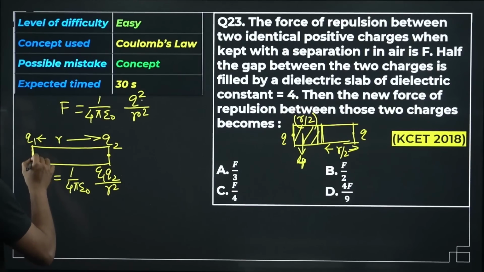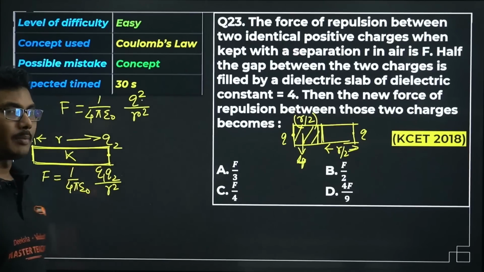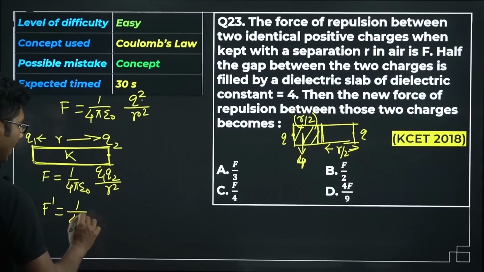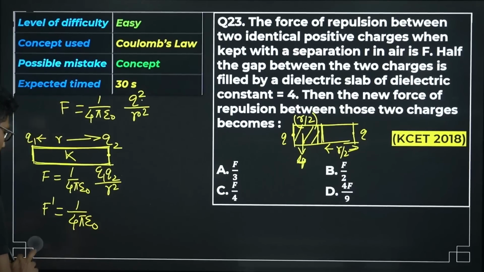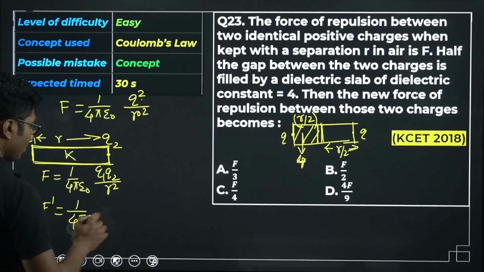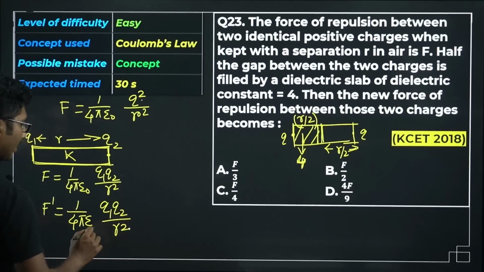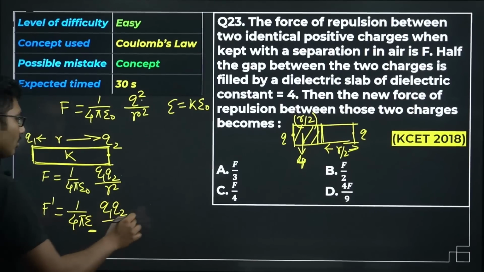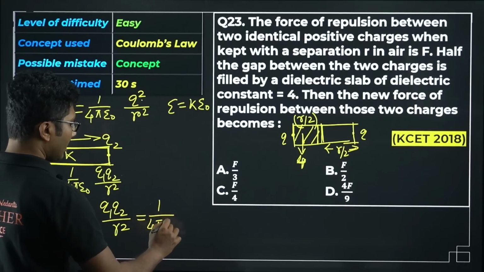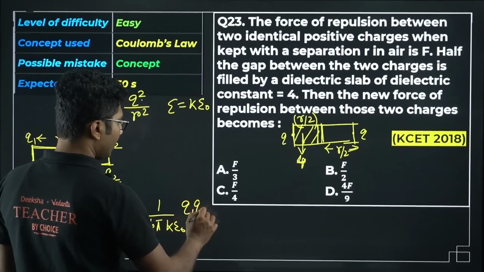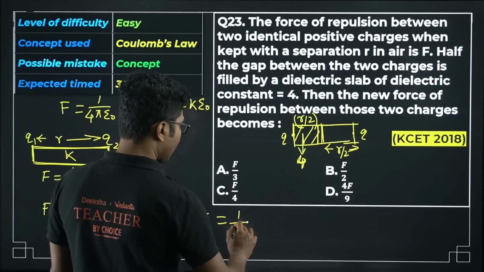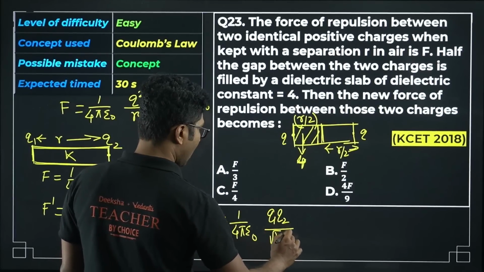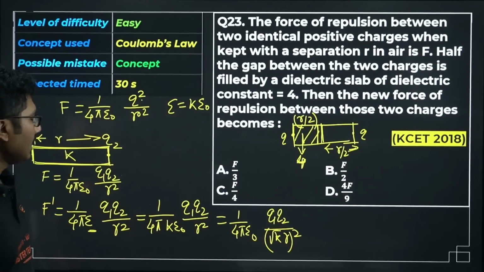Now if you add a dielectric slab completely, not half, of dielectric constant K, then what will be the new force? The new force will be 1 by 4 pi epsilon, not epsilon naught, sorry, epsilon into Q1 Q2 by r square. Now epsilon is basically nothing but K into epsilon naught. Let's put that value over here. So you get 1 by 4 pi K epsilon naught Q1 Q2 by r square, or you get 1 by 4 pi epsilon naught Q1 Q2 by root K r whole square. So this is the new equation.